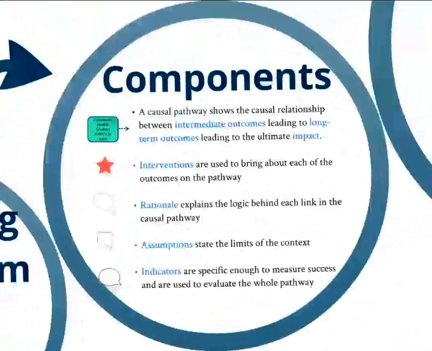So just to remind you of the different components of a theory of change map, we have a causal pathway which shows the causal relationship between the intermediate outcomes leading to long-term outcomes and the ultimate impact. The interventions are used to bring about each of the outcomes on the pathway. The rationale explains the logic behind each link in the pathway. Assumptions state the limits, or the barriers that have to be overcome in order to move up through the causal chain. And indicators are used to evaluate the whole of the programme, the whole of the theory of change, and they must be specific enough to measure success.